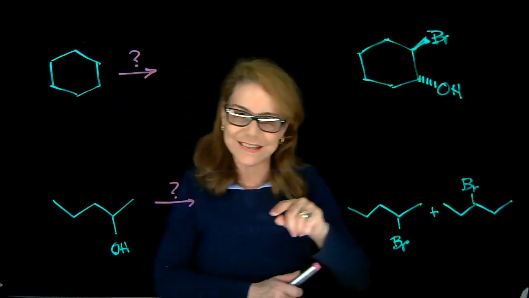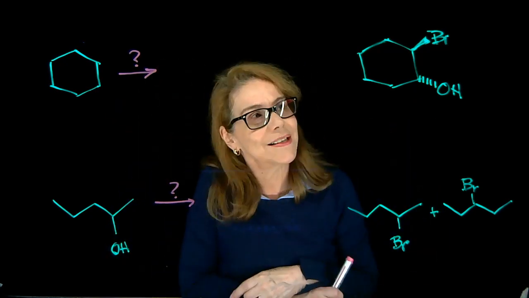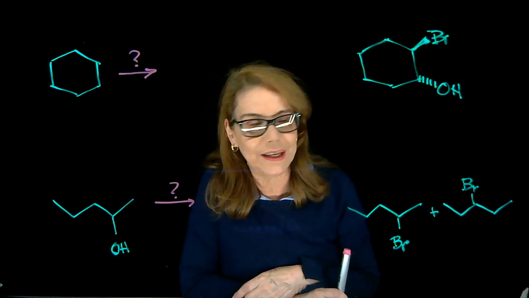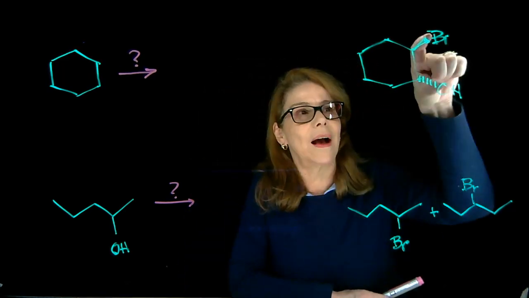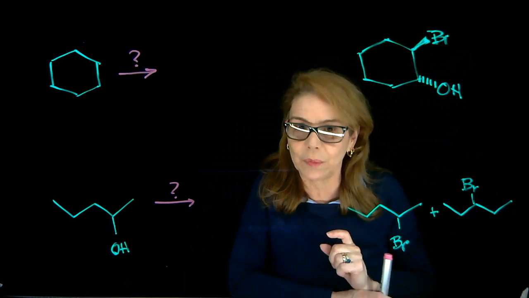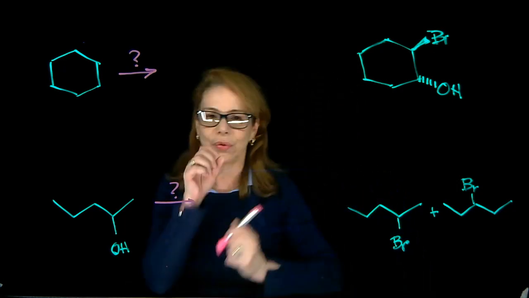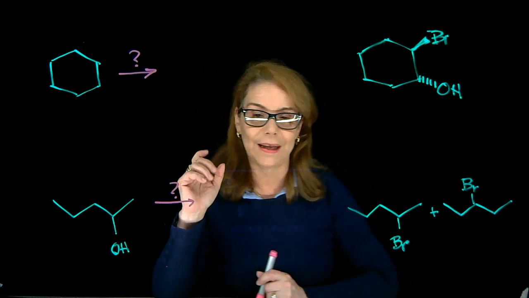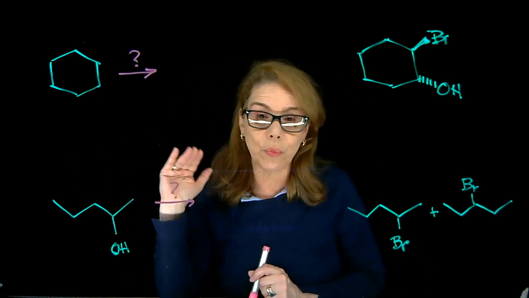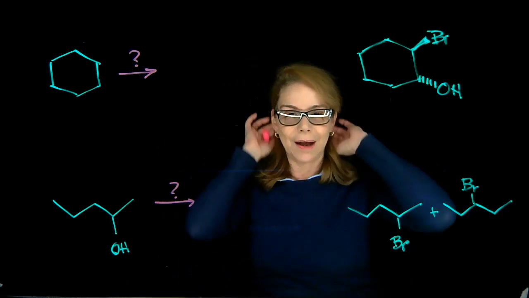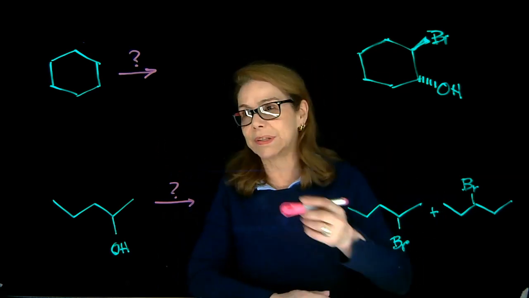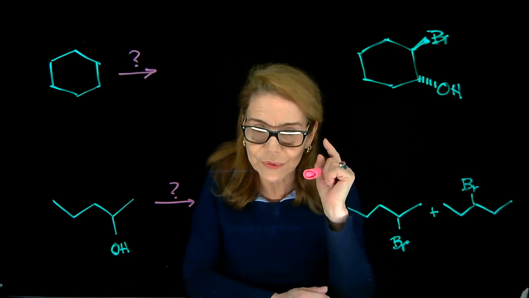This is cyclohexane, and we have added two substituents, bromine and OH. Notice that they are anti. One is above the plane and one is below the plane. So what can we do to do that? We know that we can do a reaction through a bromonium intermediate that will give us the stereoselectivity. So how do we do that?